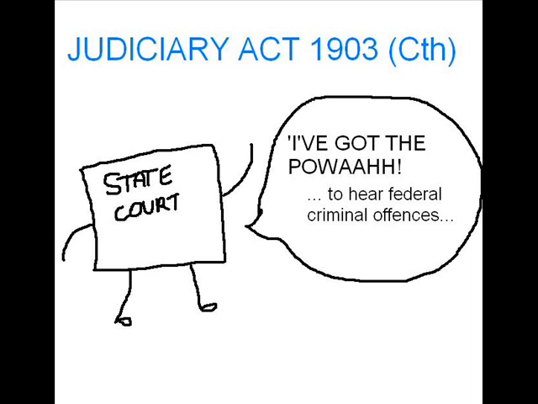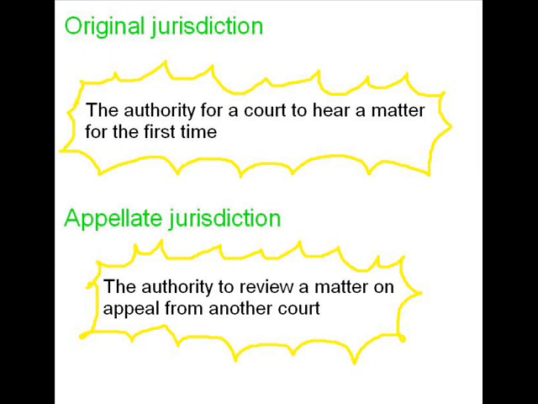Under the Judiciary Act 1903, Commonwealth, a state or territory court has the power to hear federal criminal offences. The authority for a court to hear a matter for the first time is called the original jurisdiction, and the authority to review a matter on appeal from another court is called the appellate jurisdiction.